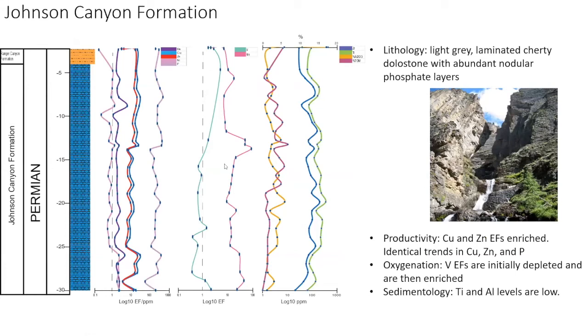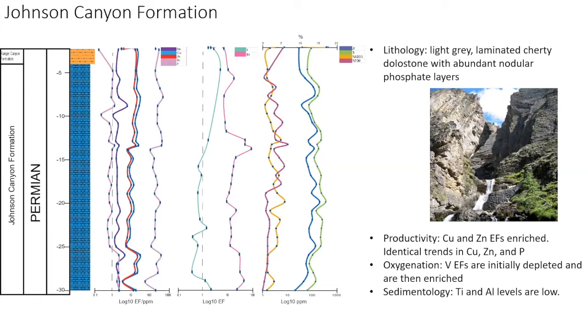Johnson Canyon Formation, we're looking at lithology, productivity, oxidation, sedimentology. And so for the lithology of the Johnson Canyon Formation, we're looking at light gray laminated silty dolostones with abundant nodular phosphate layers. There's a little image of a cliff face of the Johnson Canyon Formation.